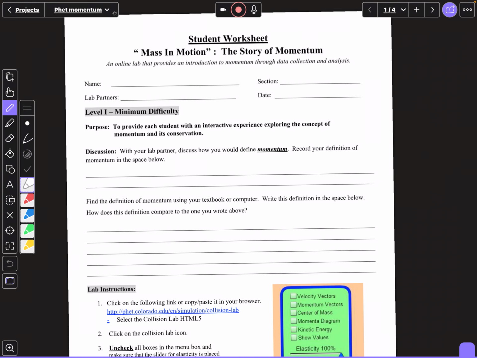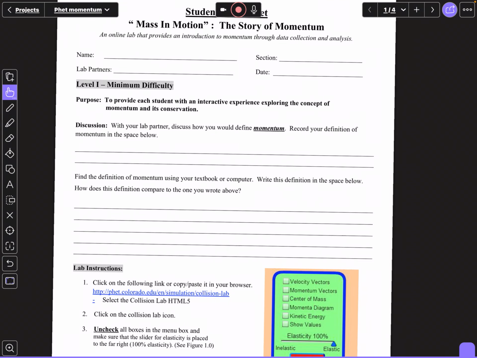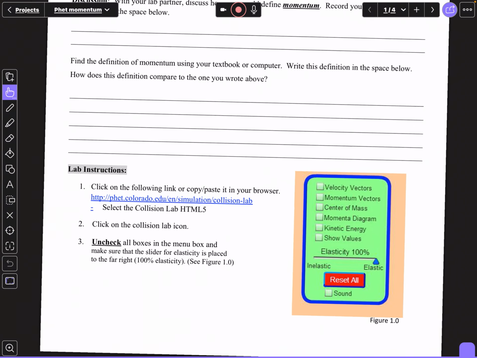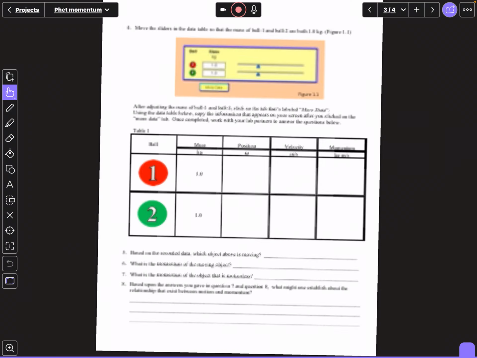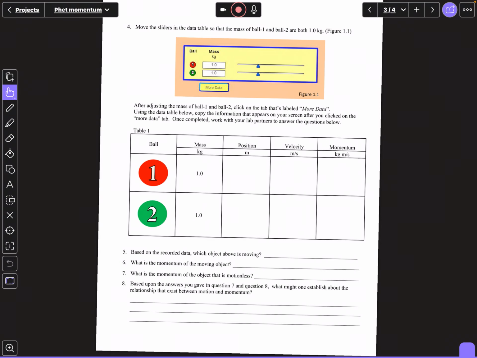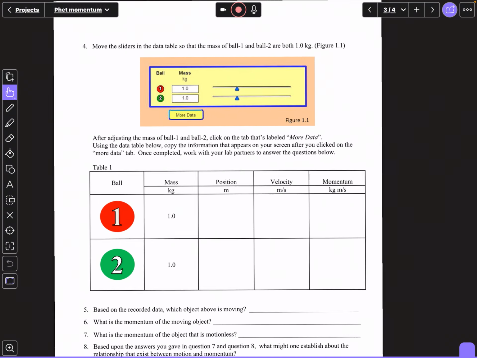So for what you're doing today, you're going to answer these first couple questions. And for the instructions, you don't have to go to this PhET page here because the link's already on your Schoology page, so you can just click it. It's going to tell you directions. Make sure that you uncheck all the boxes in the menu. So you're going to follow those directions, and when you get to here, it's going to tell you specifically what to do.